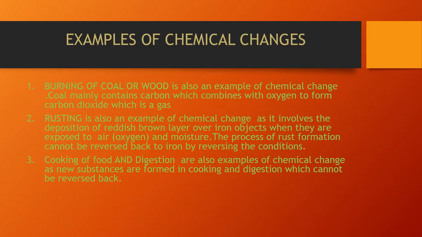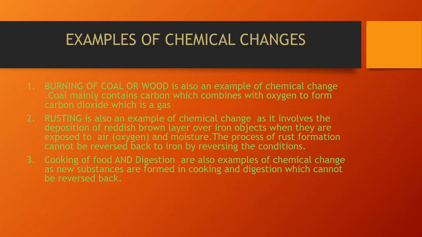Students, now we will cover certain examples of chemical changes. The first example covered in the book is burning of coal or wood. That is also an example of chemical change. Coal mainly contains carbon, which combines with oxygen to form carbon dioxide. And carbon dioxide is a gas, and that gets mixed into the air.